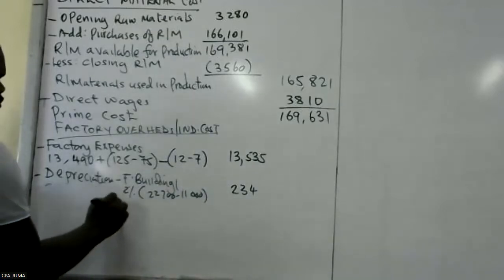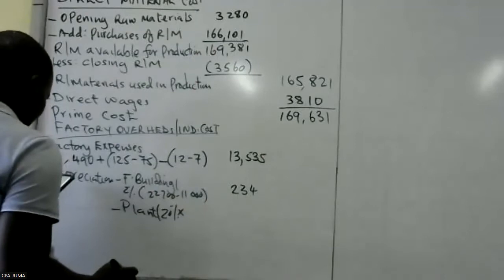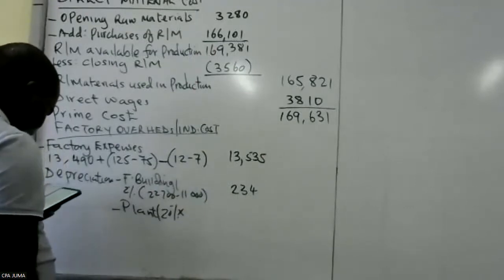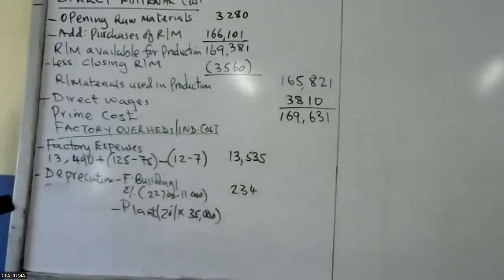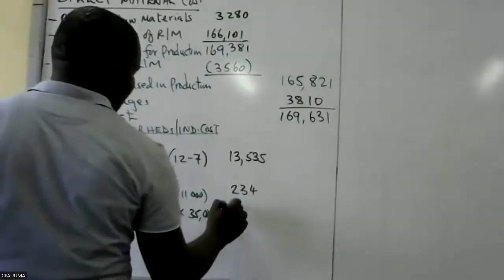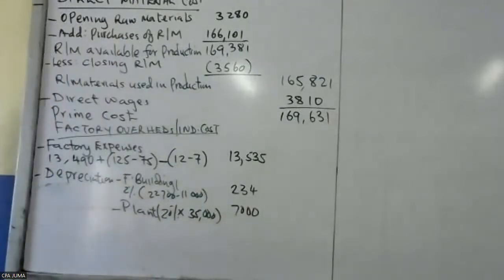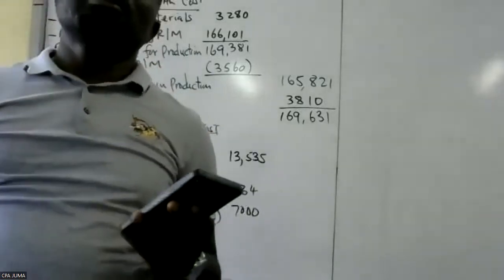Then factory plant, what percentage? 20. What was the cost of factory plant? It was plant and machinery. Now depreciate that one. What is the cost? 35. So 20% of 35 is 7,000. Then that one we have finished. Motor vehicle doesn't go to the factory. So that one, keep it aside.